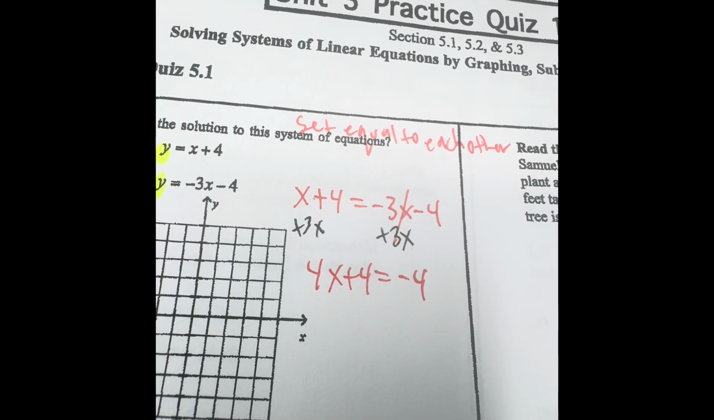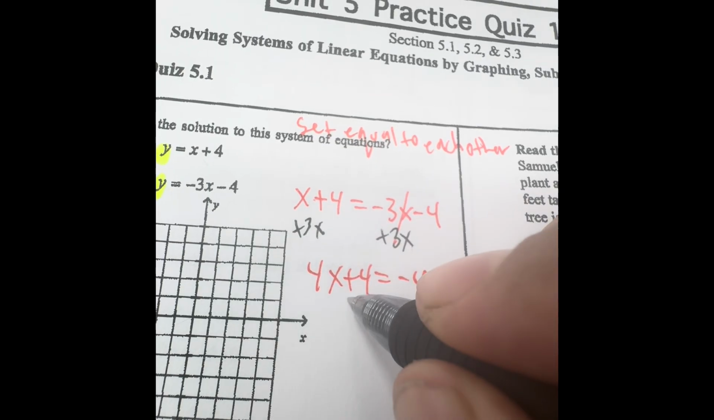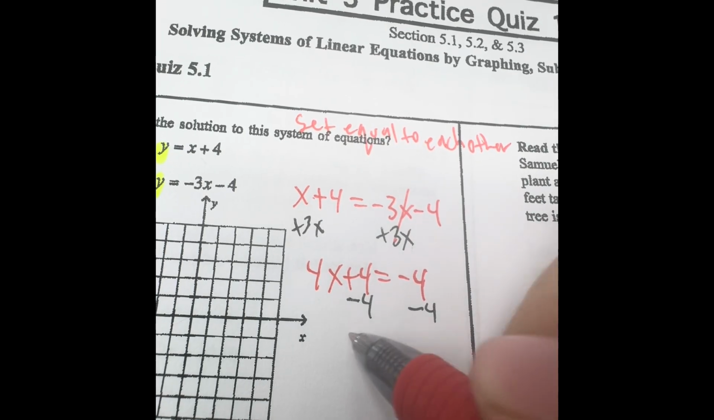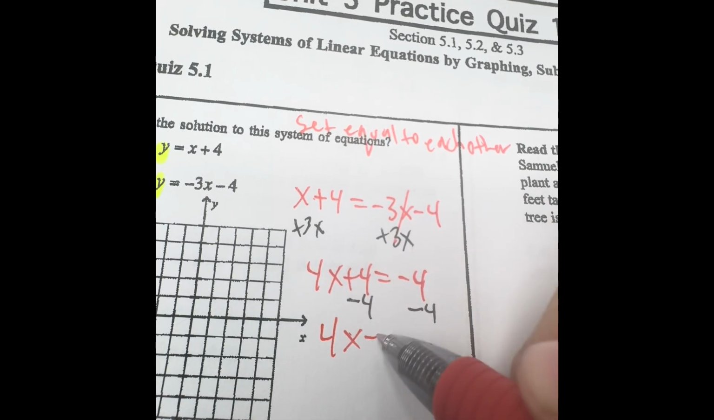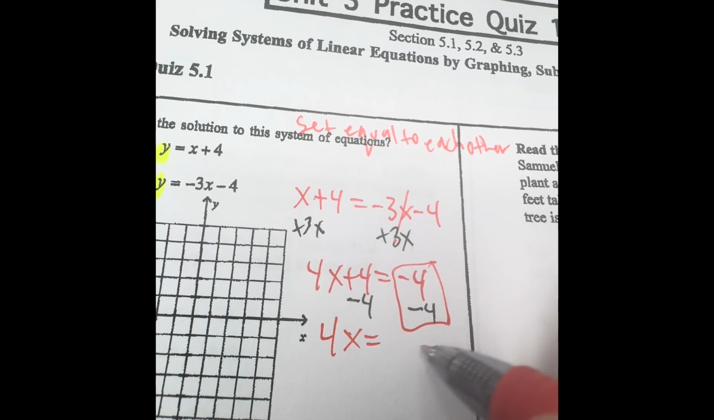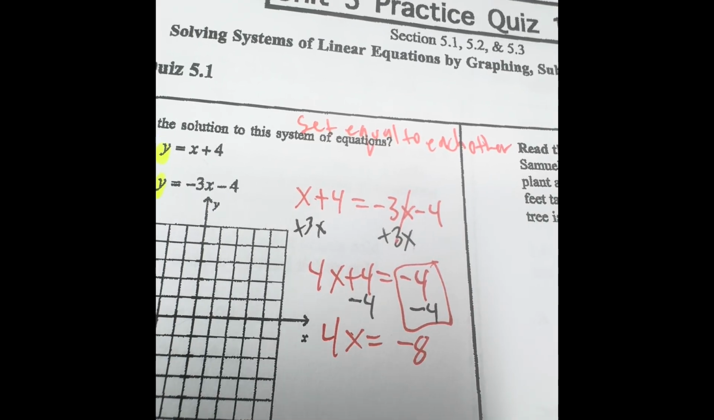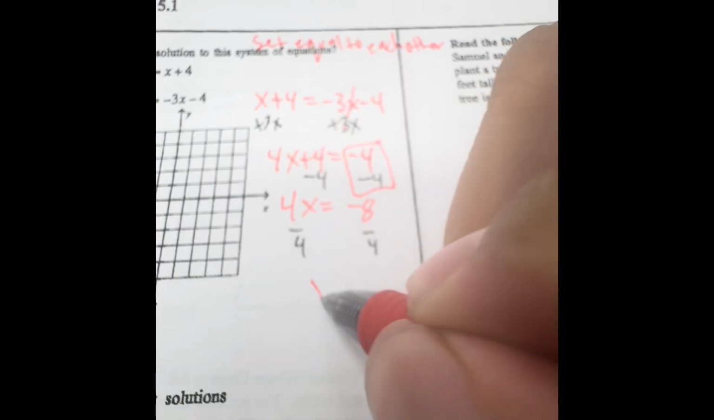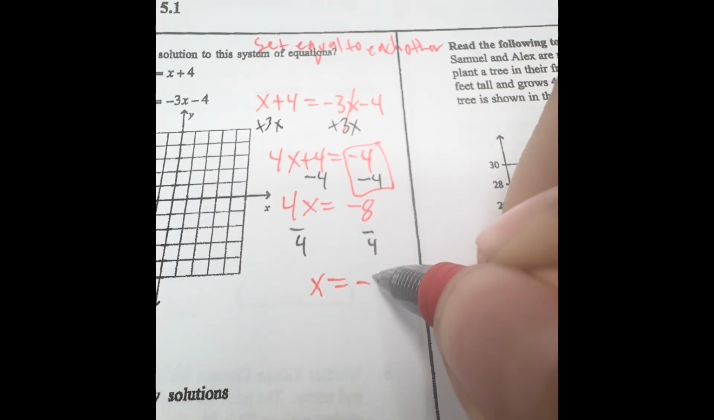Now we're going to go ahead and subtract 4 from both sides. The opposite of plus 4 is a minus 4. And we get 4x is equal to, be careful here, same sign we add, so negative 8. And divide both sides by 4. And we get x is equal to negative 2.